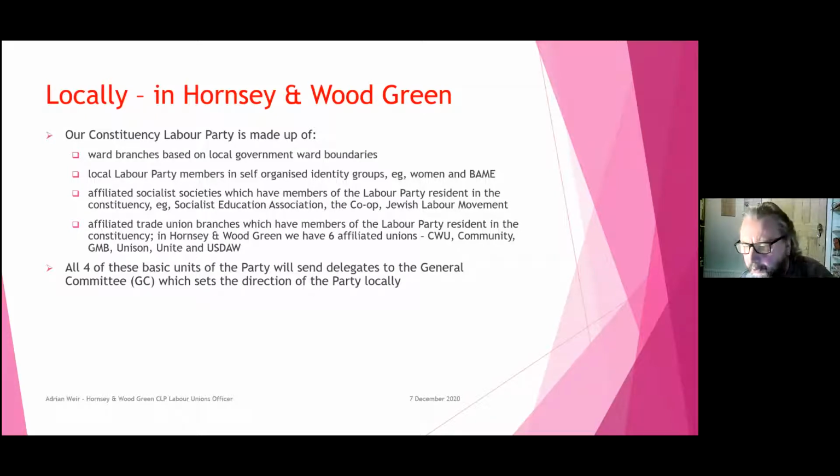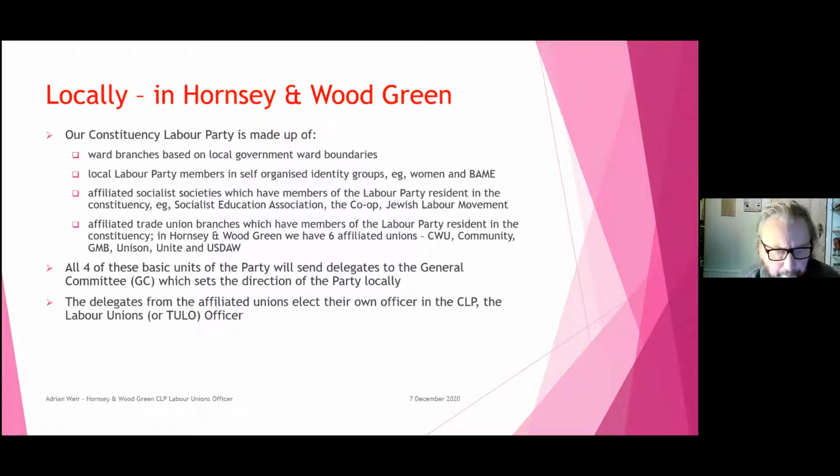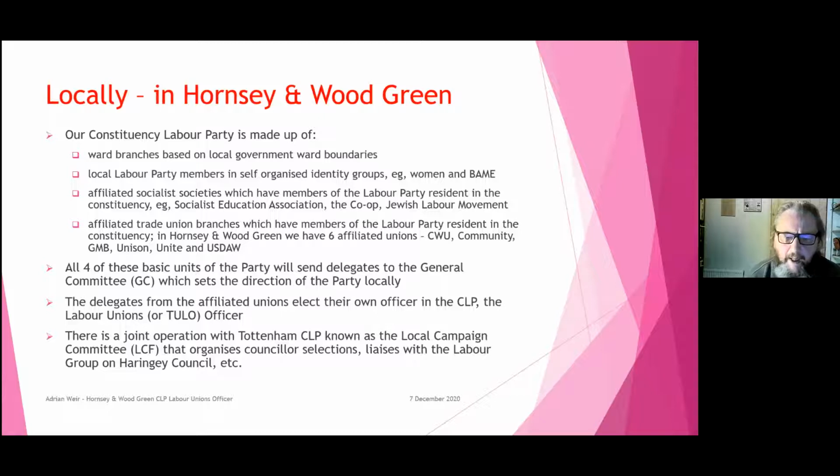So all 4 of these basic units of the party send delegates, elected delegates, to the General Committee, which, if you've been to your local branch meeting, I'm sure you've heard the General Committee being discussed, reports come back from the General Committee. It sets the direction of the party locally. As I said, the delegates from the affiliated unions elect their own officer. That's me, the Labour Unions or CHULO officer.